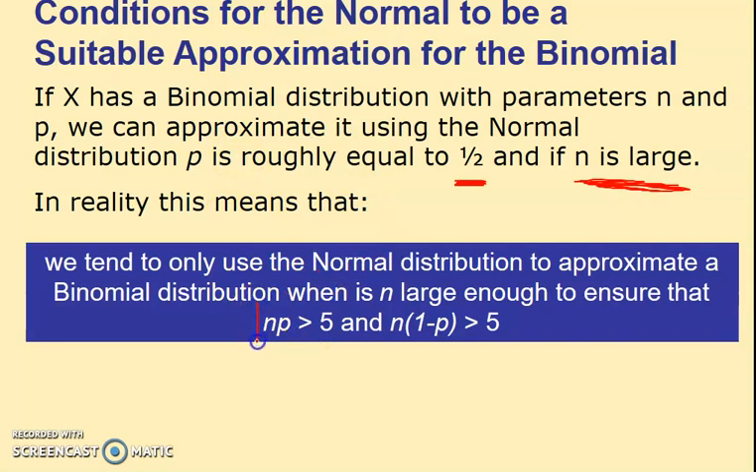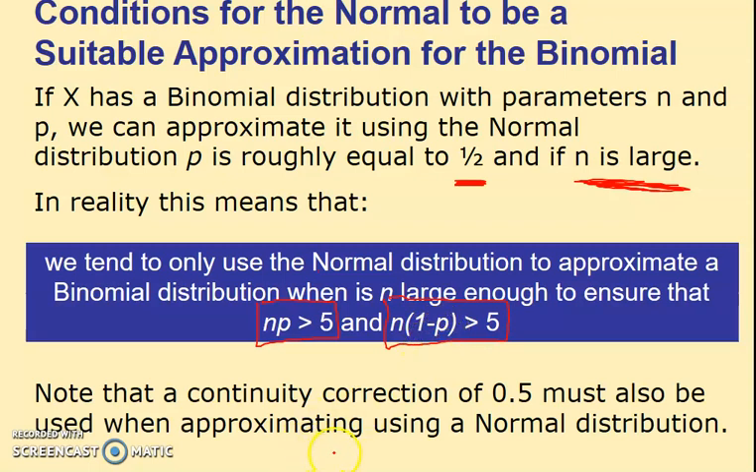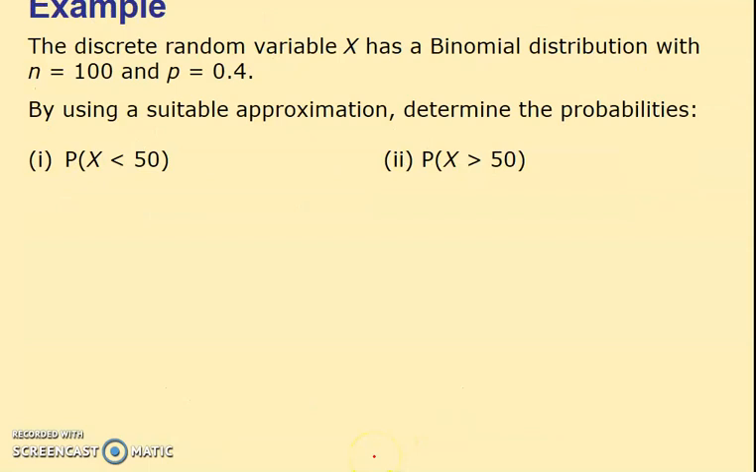I would say to you, if n times p is bigger than 5, and the other end as well, n lots of (1 minus p) is bigger than 5, then that is a general rule. Five is like a made up number, but if these two things are broadly true, then we are allowed to use a normal distribution to approximate the binomial. Don't forget continuity corrections. I talked about this last time, and we'll do it again here.